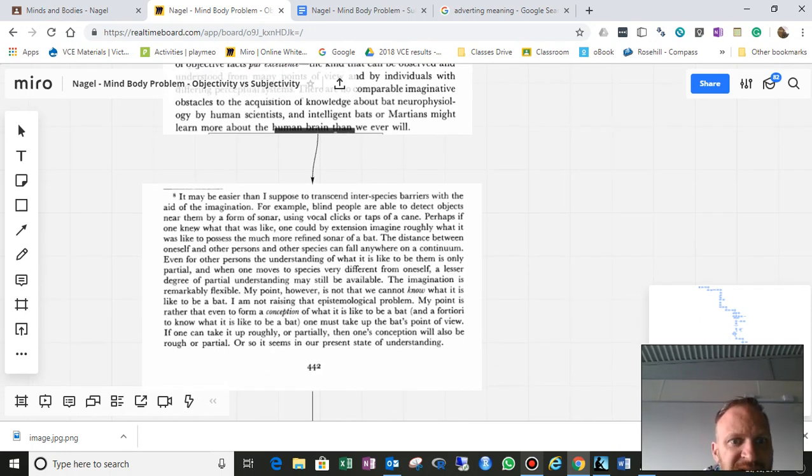I'm just going to read this because I like the fact that he says here species for anyone on a continuum. So let's just read what he says here. It may be easier than I suppose to transcend interspecies barriers with the aid of the imagination. For example, blind people are able to detect objects near them by a form of sonar, using vocal clicks or taps of a cane. Perhaps if one knew what it was like, one could, by extension, imagine roughly what it was like to possess the much more refined sonar of a bat.